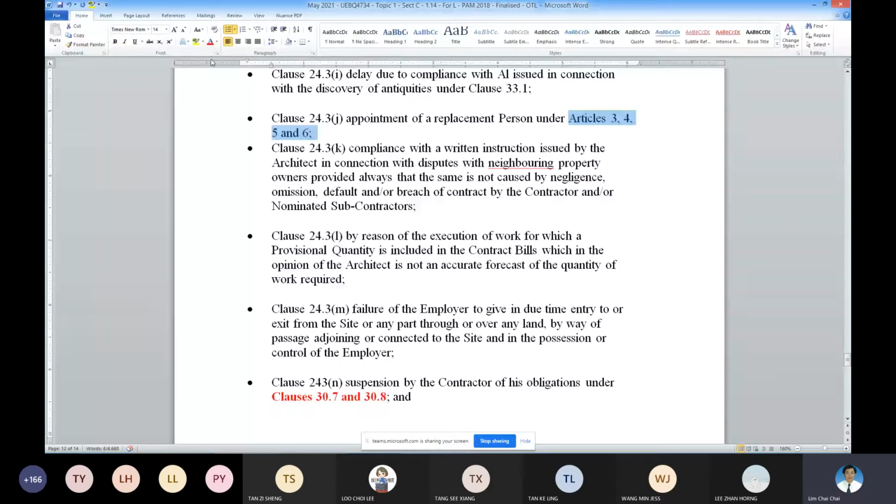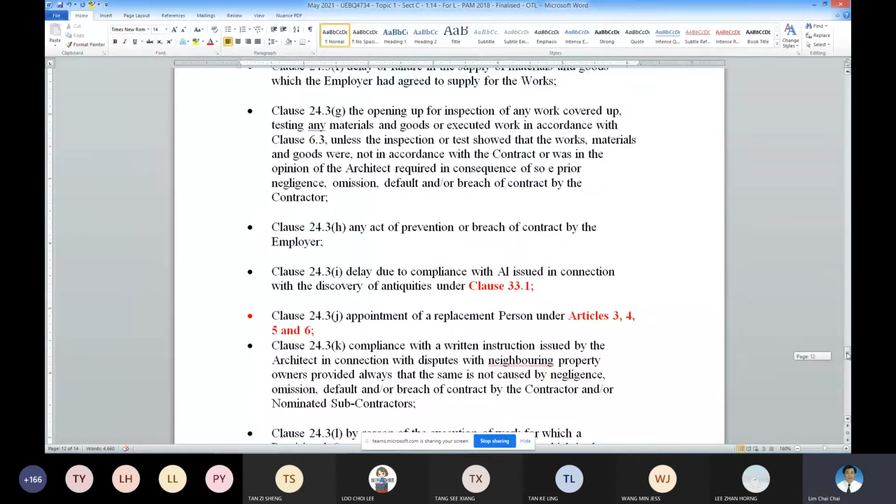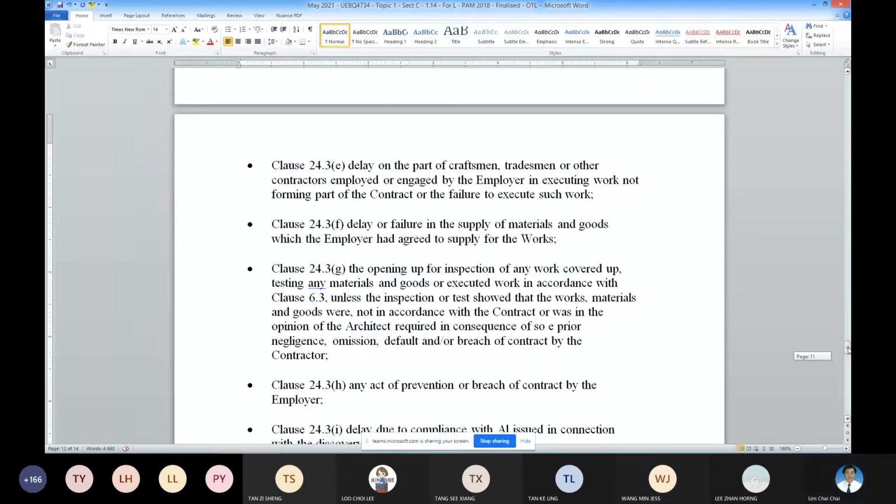See here, clause 33.1. These are the additional clauses over your EOT clause. If it's not mentioned, it will be an EOT clause already. Clear? So these are the additions on top of the EOT clause that entitle you to loss and expense. 21.4, that is site possession. So these are the site possession items.